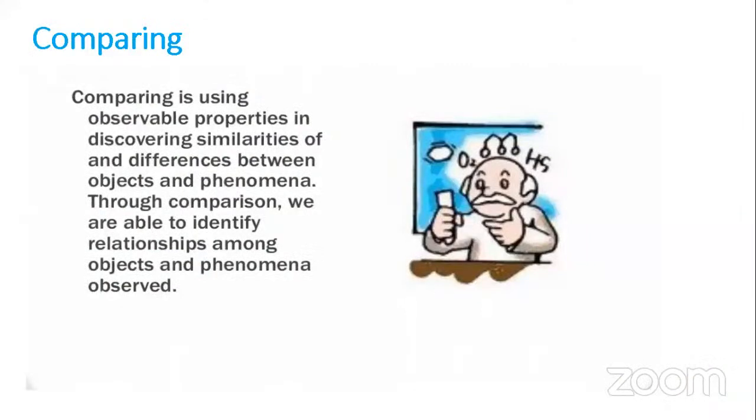Next is comparing. Another important basic skill that is needed for every person to do science. It is again based upon your observations and your classification, and then discovering what differences and what similarities are present in them. And immediately you should be able to compare and come out with what is exactly needed. You should be able to identify the relationship among the objects and phenomena that are observed.